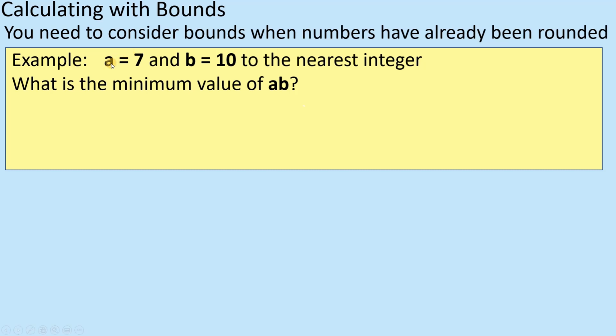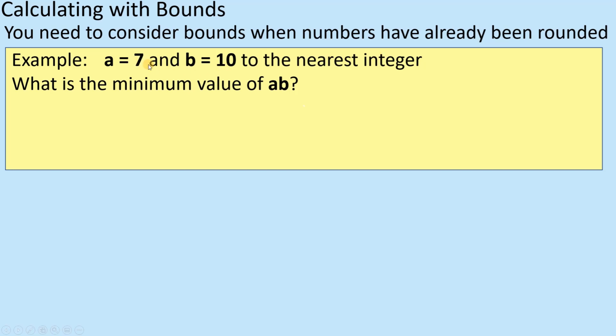Here, A is 7 and B is 10 to the nearest integer. What's the minimum value of AB? They'll do AB is A times B, so 7 times 10, which is 70, and walk away thinking they've done it correctly. Of course they haven't at all, because we're looking for the minimum value. To get the minimum value, I've got to consider the smallest values these could be, because they've been rounded to the nearest integer.